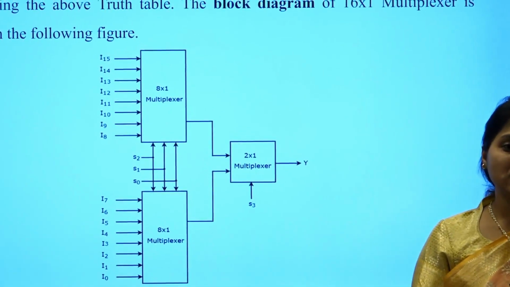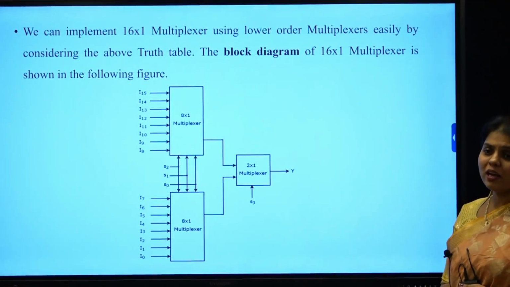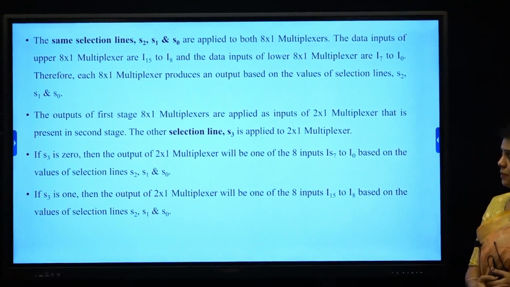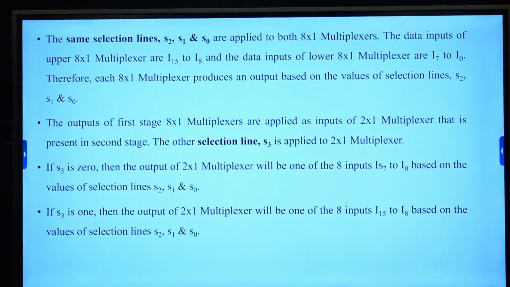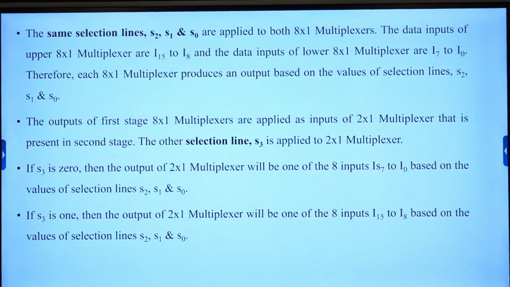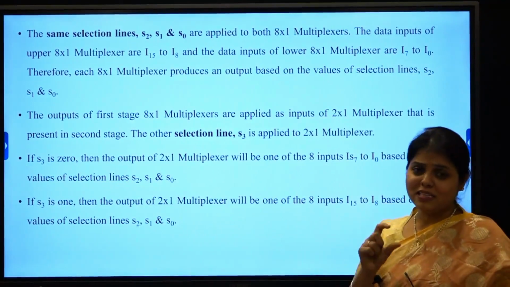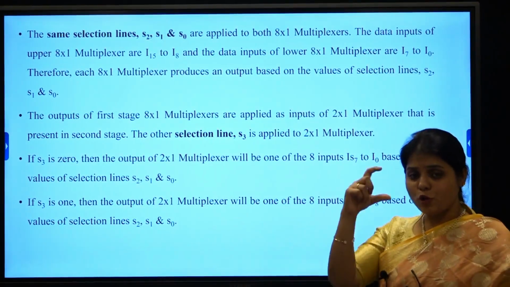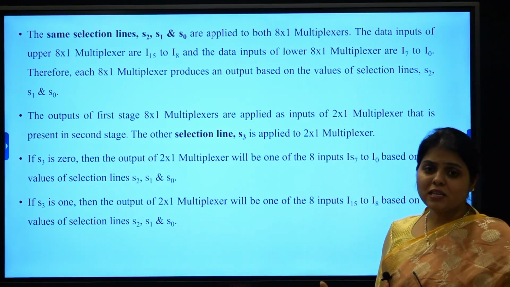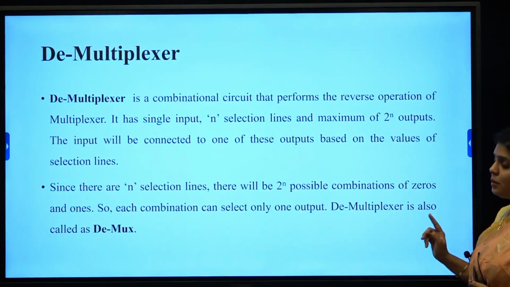So this is the logic diagram for implementing a 16 by 1 multiplexer using 8 by 1 multiplexers and a 2 by 1 multiplexer. The same selection lines S0, S1, S2 are applied to both multiplexers. That is, the lower 8 by 1 multiplexer will have I0 to I7, the upper multiplexer will have I8 to I15, and the 3 select inputs are given as common. The outputs of both these 8 by 1 multiplexers are given to the 2 by 1 multiplexer as input, along with the S3 select input, which produces the final output, which is Y. So this is all about multiplexers.